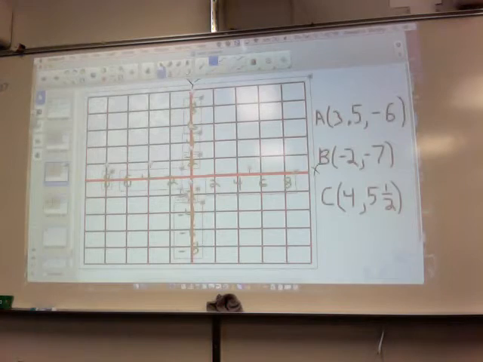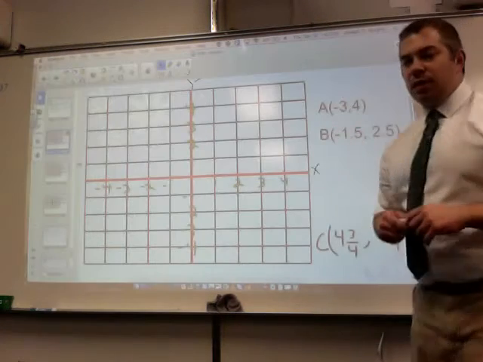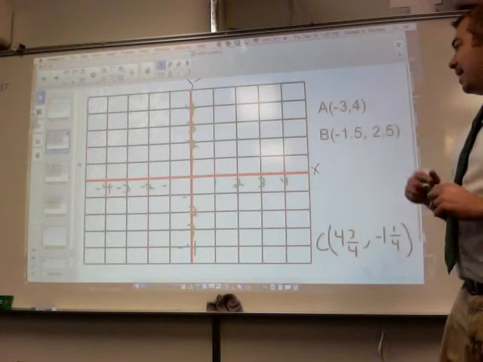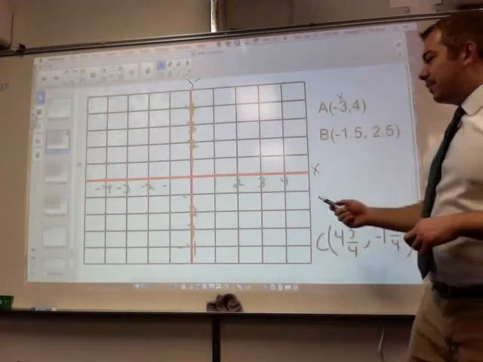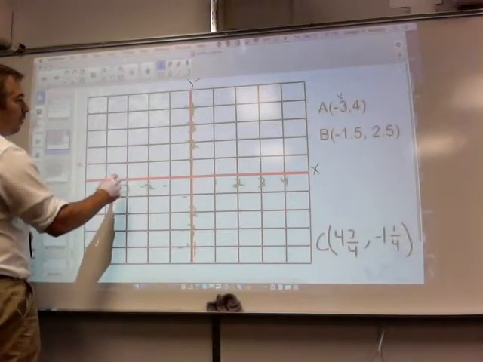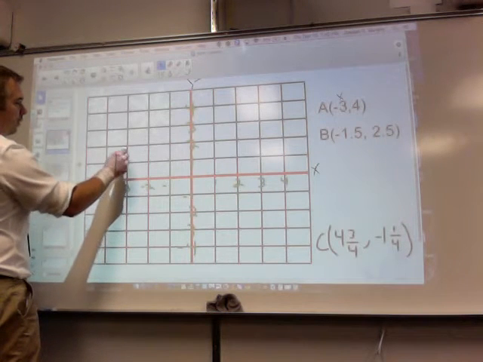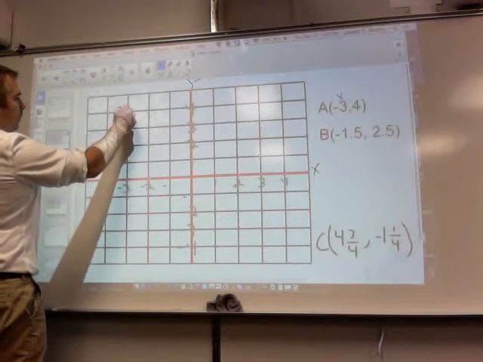Hold on one second. Okay. All right, so the first coordinate we're going to plot is A, negative 3, 4. So the x is always first. So let's find negative 3 on the x. There it is. And I'm going to go 4 positive on the y, 1, 2, 3, 4. There's where it is. I just have to mark that point with an A.